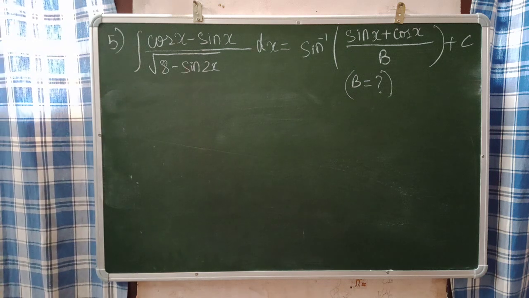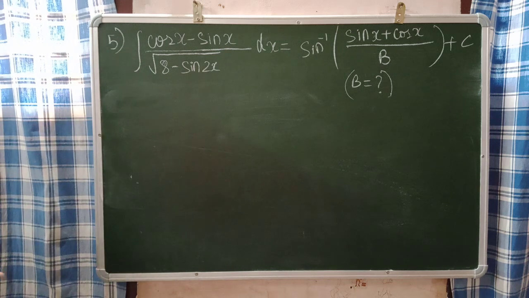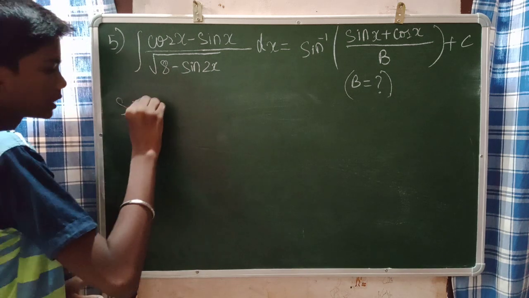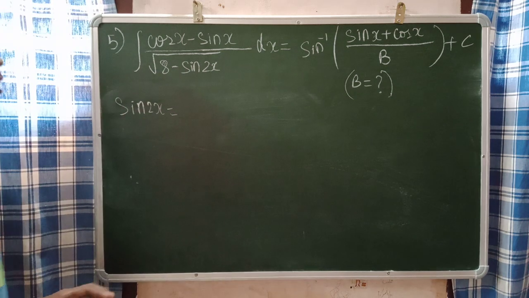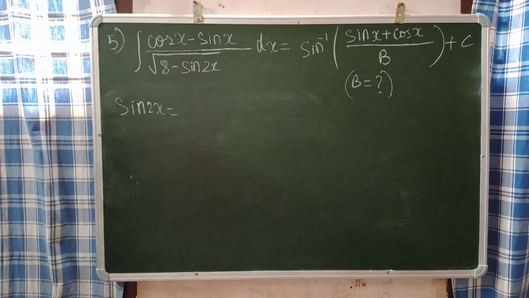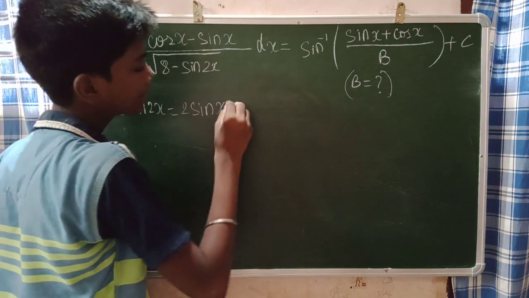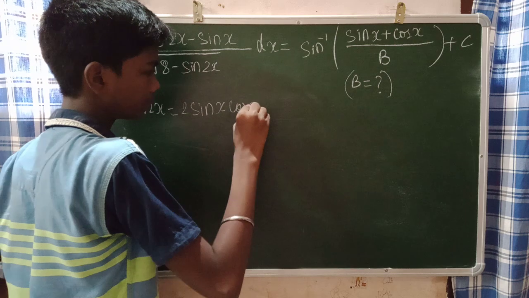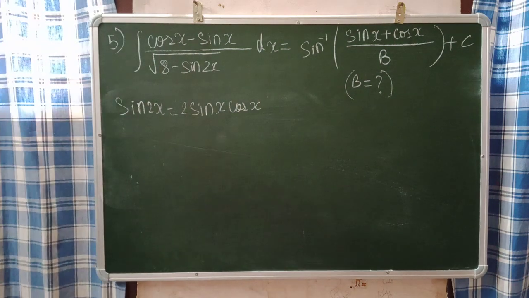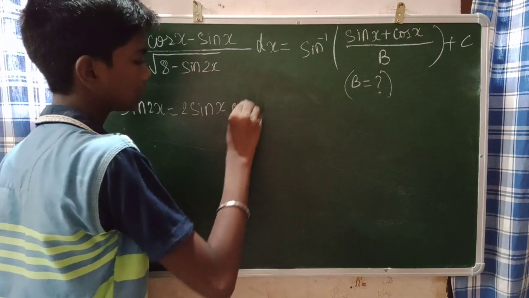In the denominator, I'm having a square root, right? Inside the square root, I'm having sin 2x. I'm going to solve the sin 2x separately. Now, what is sin 2x? Double angle formula. Sin 2x is 2 sin x cos x, because sin 2 theta is equal to 2 sin theta cos theta. Using the double angle formula, I wrote sin 2x as 2 sin x cos x.